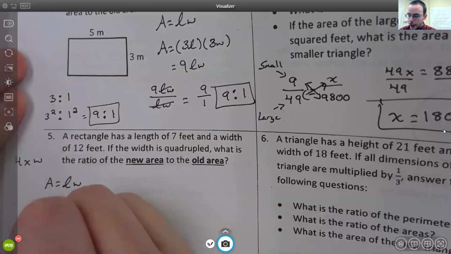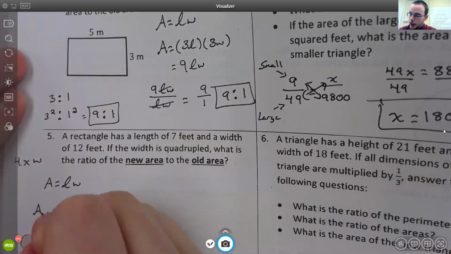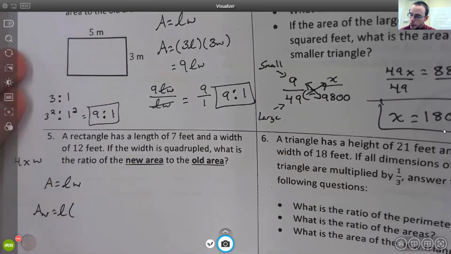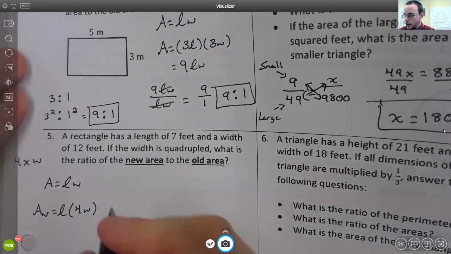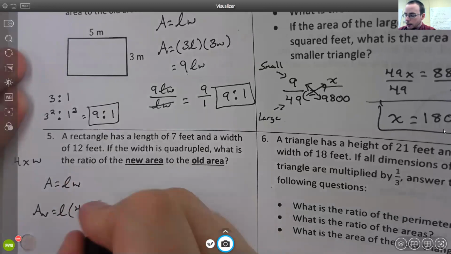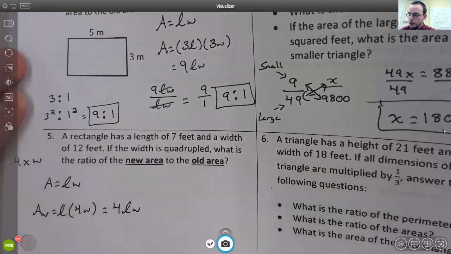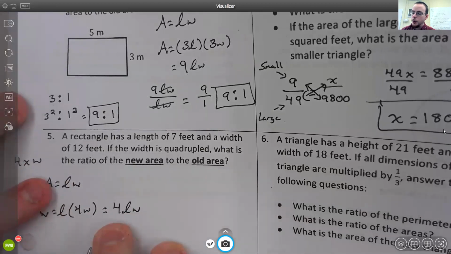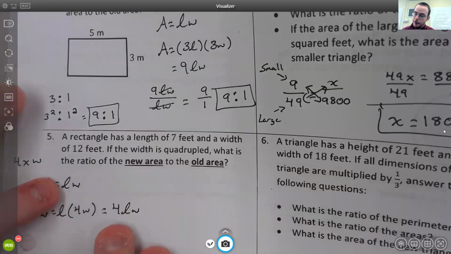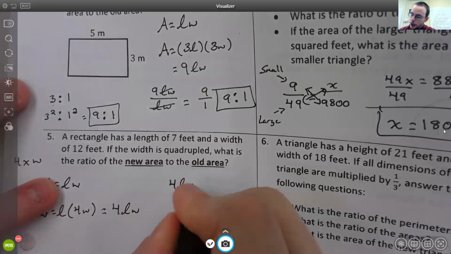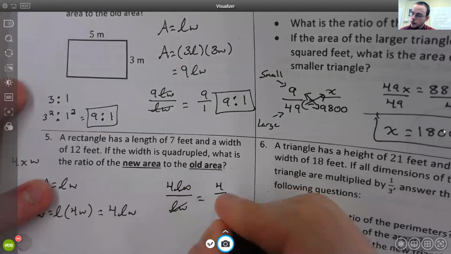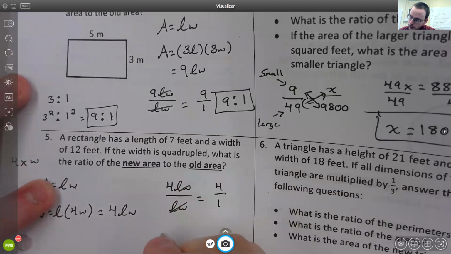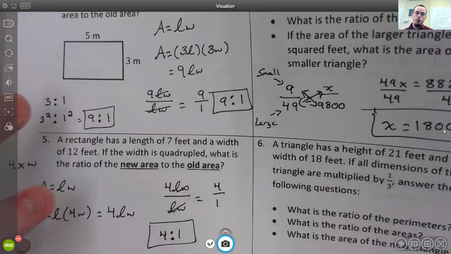And our new area, we're not doing anything to the length, but we are doing something to the width. The width is quadrupled, so that becomes 4W. 4W times L gives you 4LW. So what would be the ratio of the new area to the old area? Well, you would have 4LW over LW. The LW's cancel, and that gives you 4 over 1. So your ratio of the new area to the old area would be 4 to 1.